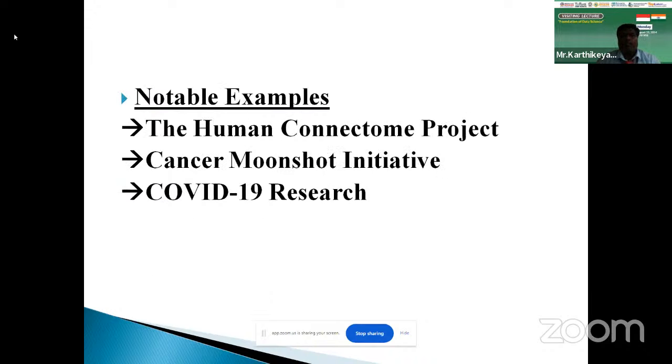Notable examples are the Connect to Me project, the Cancer Moonshot Initiative, and COVID-19 research. Actually, the Cancer Moonshot Initiative uses distributed computing to accelerate cancer research by pooling data from various sources and collaborating across institutions to advance cancer treatment and prevention.